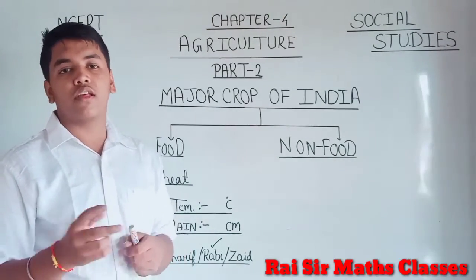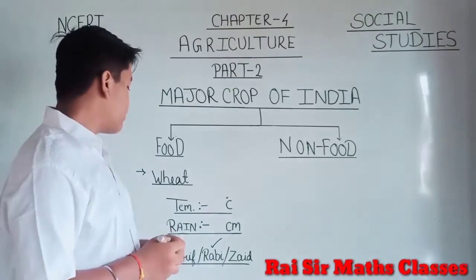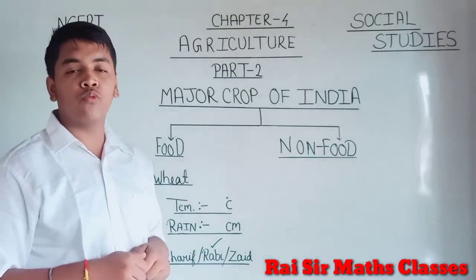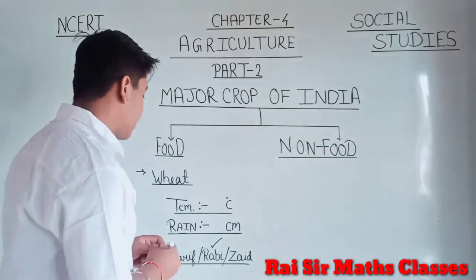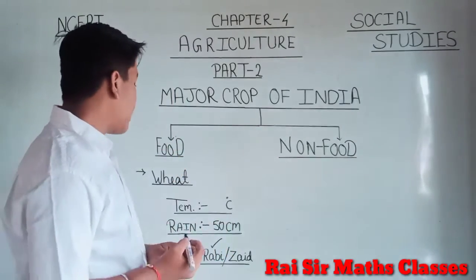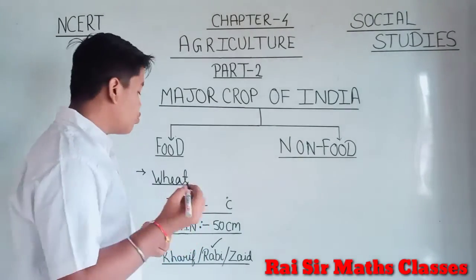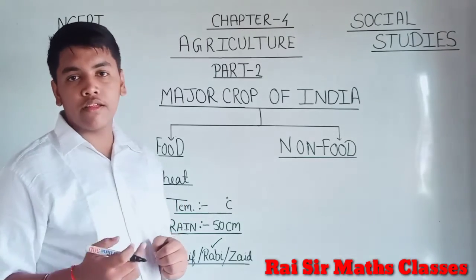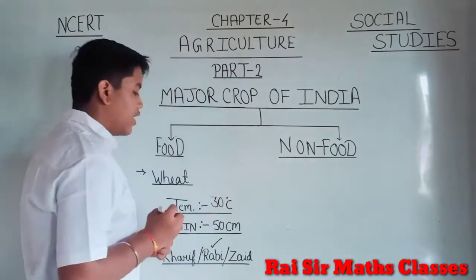What is a Rabi crop? A Rabi crop mainly requires less water than the Kharif crop. I told you the Kharif crop requires 100 or more than 100 centimeters of rain, so Rabi requires less, 50 to 75. I have written 50 centimeters and up to more. And temperature, I have written here, 25. It requires most of the heat as it is grown till December and harvested till May, June. So it requires a temperature of more than 30 degrees Celsius.